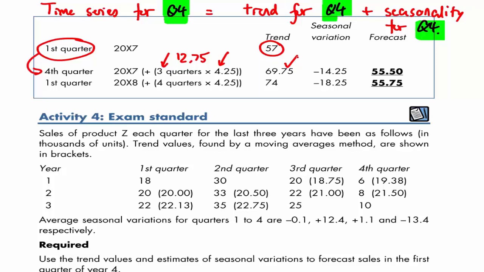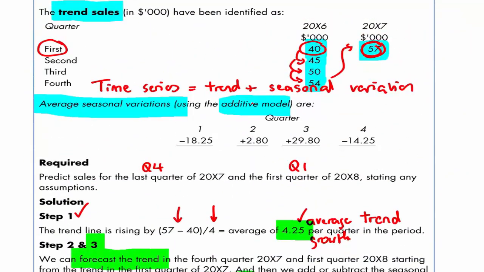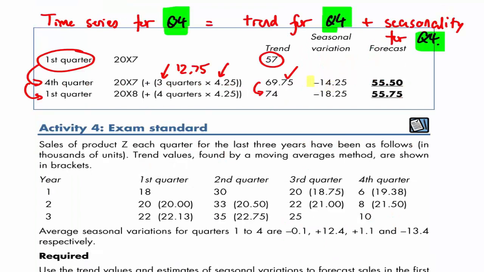And while I'm at it, I'll do the next quarter as well, because I'm being asked to forecast that. So that's going to be another 4.25 higher, and that takes me to a trend of 74. Once I've got my trend figures, the rest is very straightforward because I'm given the seasonal variation. For quarter 4, it's minus 14.25, and for quarter 1, it's minus 18.25. And these numbers appear here. And all I'm going to do, using the additive model, is bring the trend numbers down by the seasonal variation, and I've got my forecast.